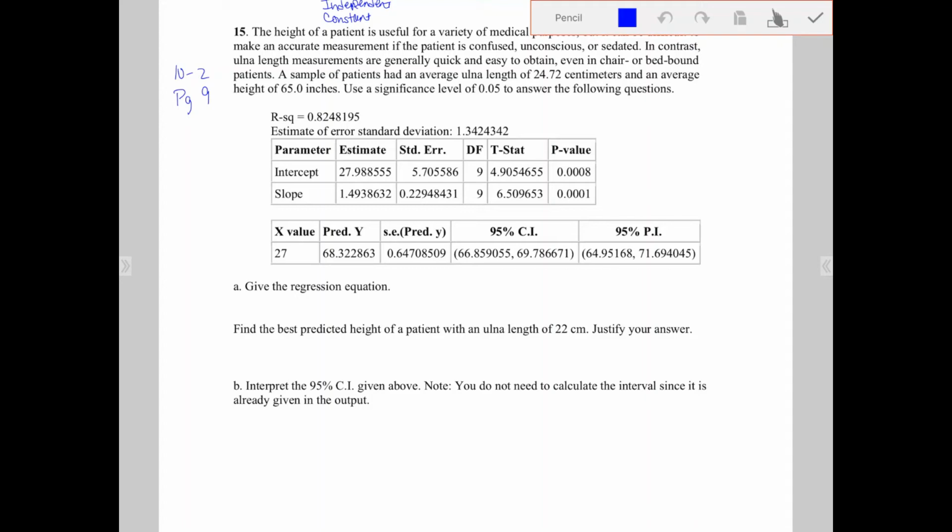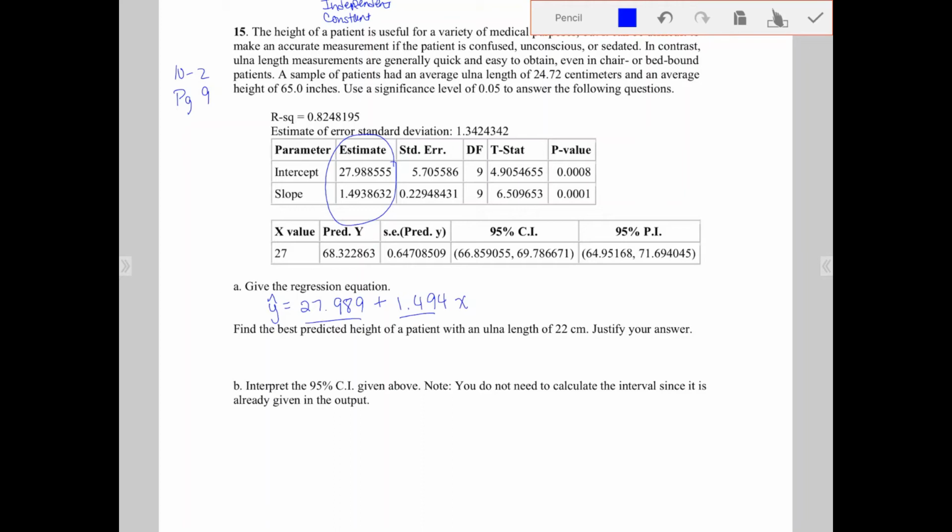All right, first it says give the regression equation. Well, that's where you go right here in your output to the column that says estimate. And it's y hat is 27.989 plus 1.494x. That's just your intercept and your slope right there.